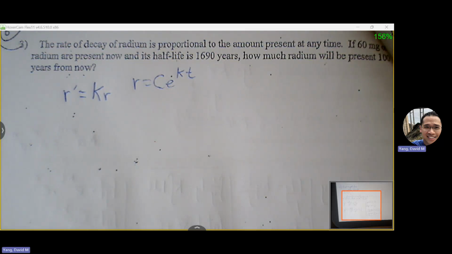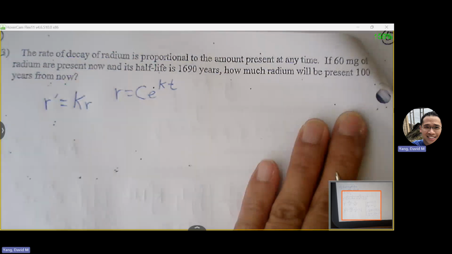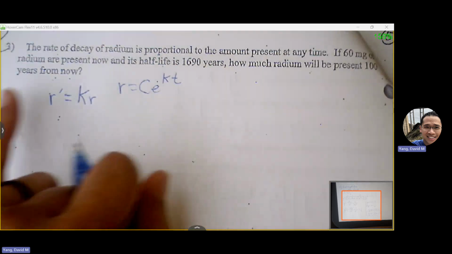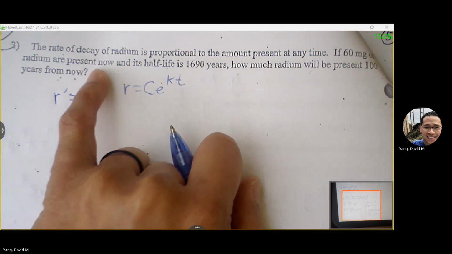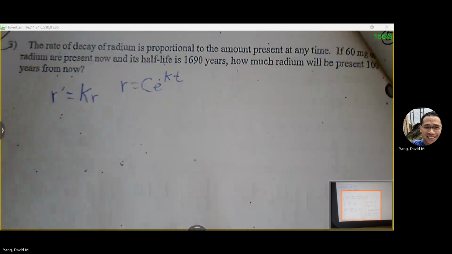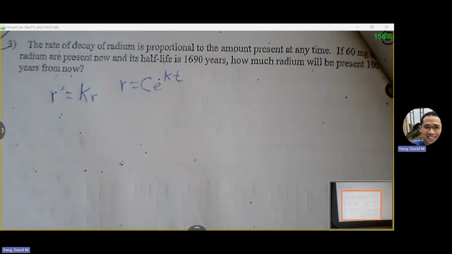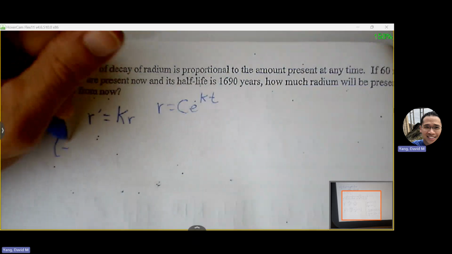Let me set up using order pairs and then have you guys finish off the rest. So if 60 milligrams of radium are present now, half-life is 1,690 years. How much radium will be present 100 years from now? So I'm going to set up a bunch of order pairs here.